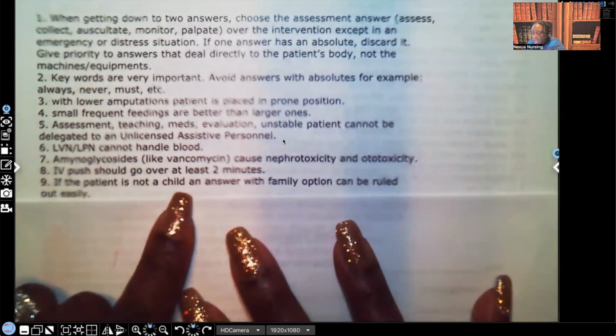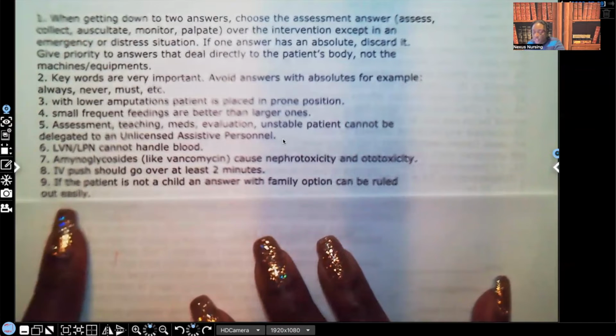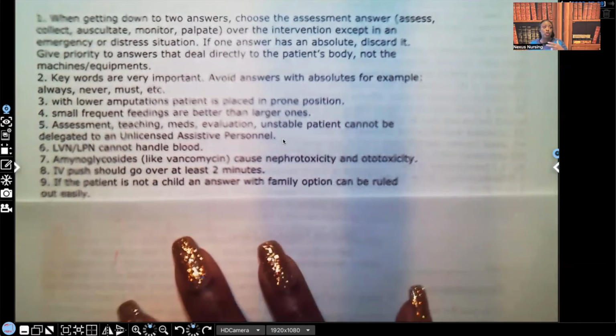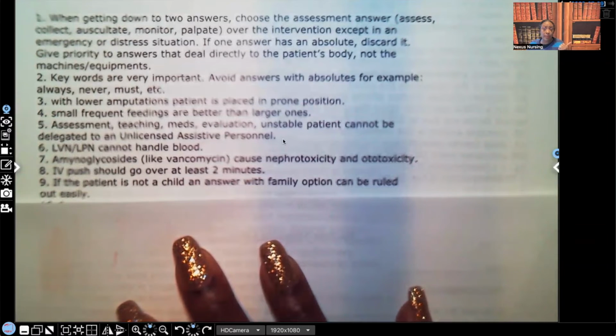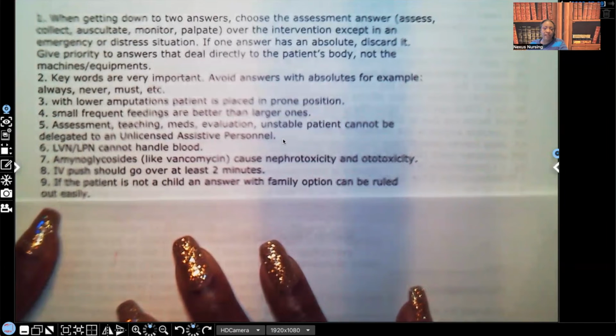If the patient is not a child, an answer with a family option can be ruled out easily. So when you're doing questions for peds, that's when you can usually choose answers that have something to do with the parents, because it's peds, right? The parents are the ones making the decision. And plus, pediatrics, when you're dealing with them, they're very afraid because they're sick. They're in an unknown environment. So you want to get the family involved. But when it comes to an adult, if that adult is with it 100% cognitively speaking, you'll hardly ever have the family as an answer. Okay.